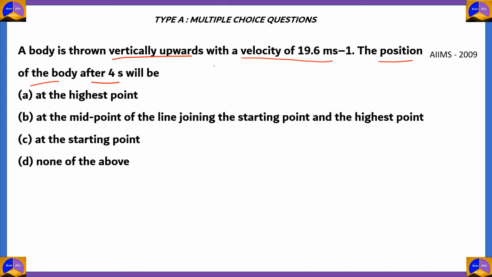Here the body is thrown vertically upwards with a velocity of 19.6 meters per second. So that means u will be equal to 19.6 meters per second. And we need to find the position of the body after 4 seconds. First, we'll find out the time at which the object reaches its highest point. In case 1, we'll assume v as 0, because at the highest point the final velocity will be 0. And at all points, the acceleration will be the same, and we'll take it as 9.8 meters per second square. So here we need to find time.